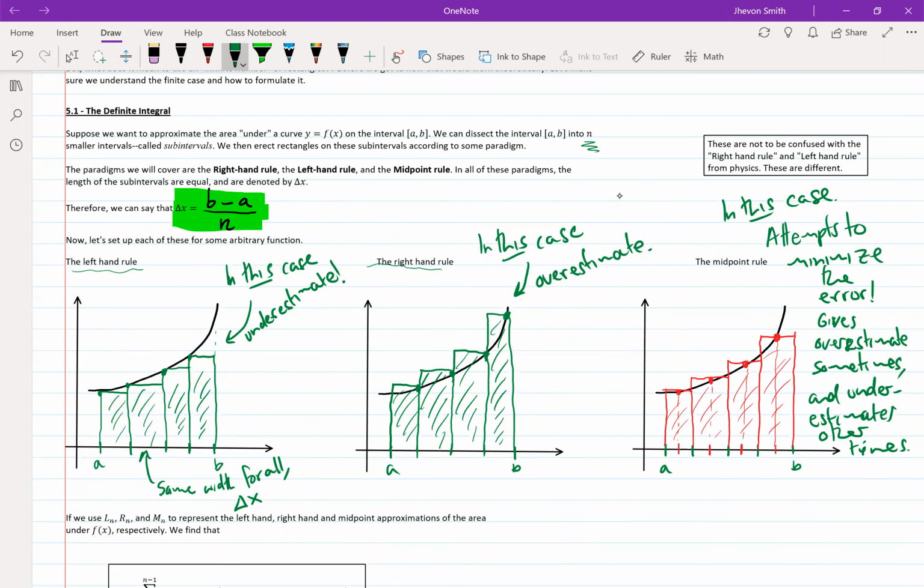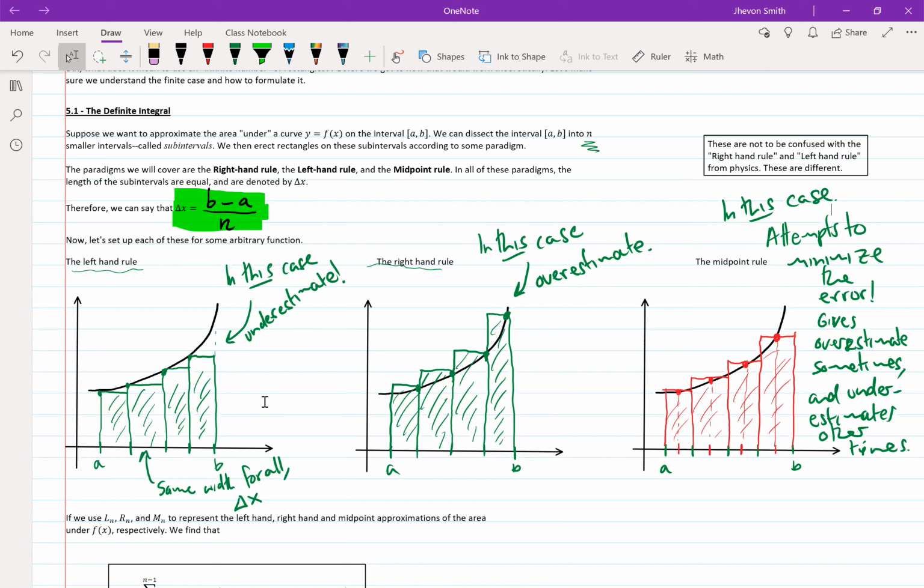So why would you need several methods for figuring out how to find an area? Well, you might want to change your strategy depending on how your function is. If something is strictly going up or strictly going down, the midpoint formula would probably be the best one to pick because it's going to be the one that kind of minimizes the error with the least amount of rectangles. Whereas if your function was kind of bouncing up and down, you might want to pick something else. So it would really depend on what you want.